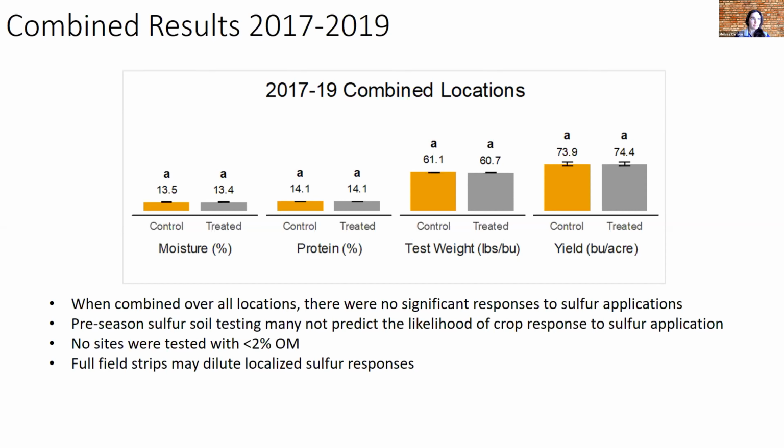So this might be something to just keep an eye on and let your crop tell you what is going on in your field. It might just be localized. You might end up with sulfur deficiencies maybe on just small knobs or in depressions, depending on the season. But on average, overall, we didn't see any responses in our trials.